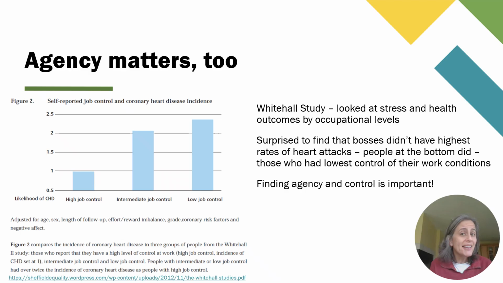They were very surprised then to find, when they looked at likelihood of coronary heart disease, which is what the graph is showing us here, it wasn't the CEOs and the bosses and the top level managers who had the stressful jobs, who had the highest rates of heart disease. It was actually people at the low end of the totem pole. And what they found to be the most predictive of the worst health outcomes was having low job control.